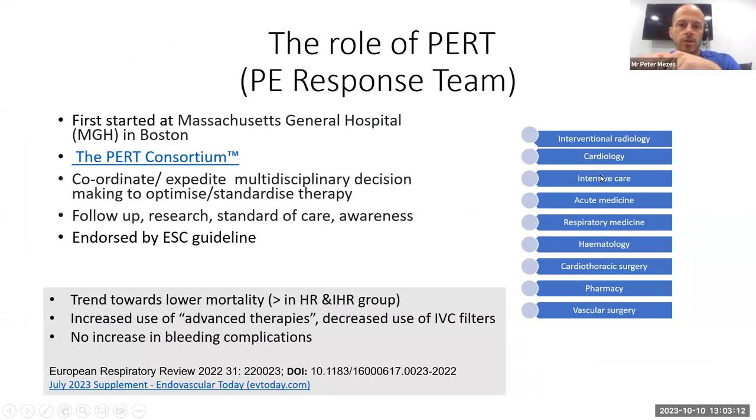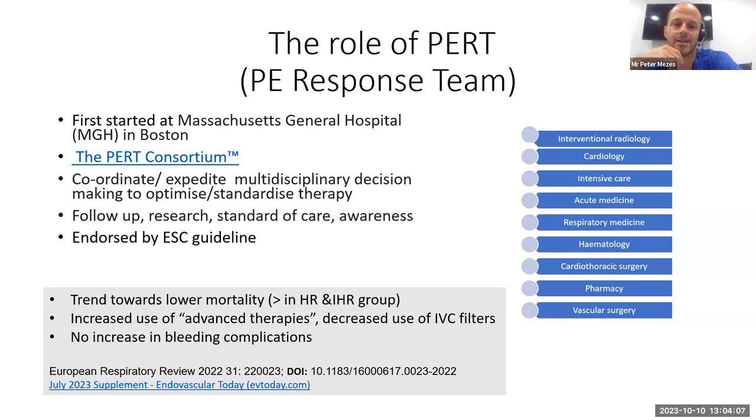The only other thing we need to talk about is that severe pulmonary embolism patients need some coordinated management. And for this, the so-called pulmonary embolism response team idea was created first at Massachusetts General Hospital in Boston. And now these are called PERT teams. Since it started, it has grown into something quite big, and especially in the US, they're trying to coordinate and expedite multidisciplinary decision making for these patients and increase the awareness around PE, and also just trying to optimize and standardize the therapy, the follow-up, and the research.